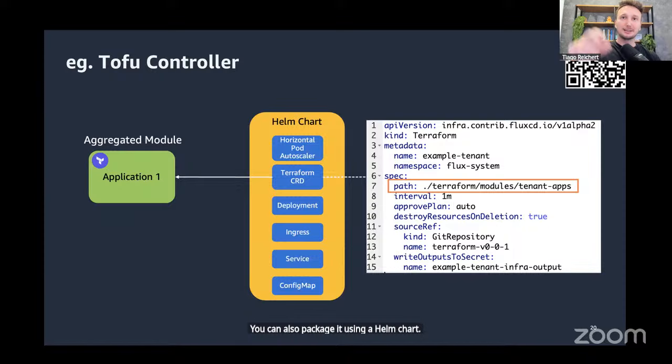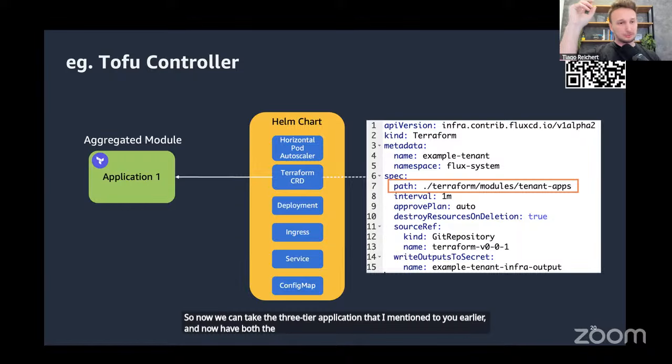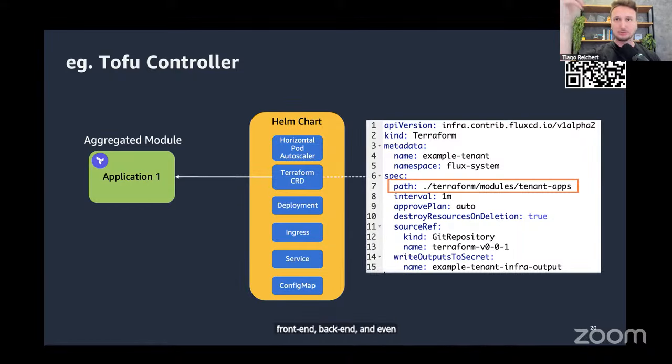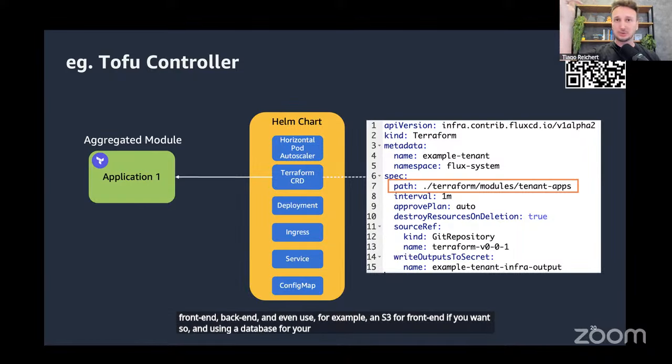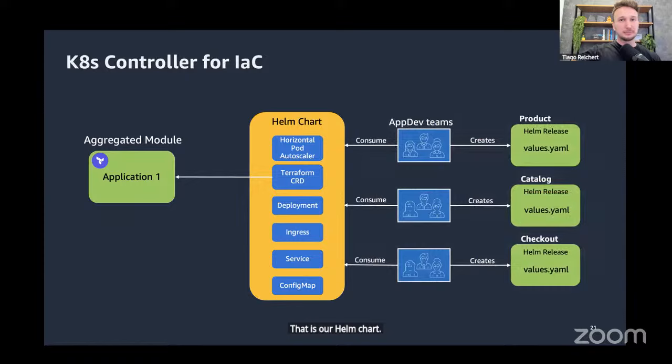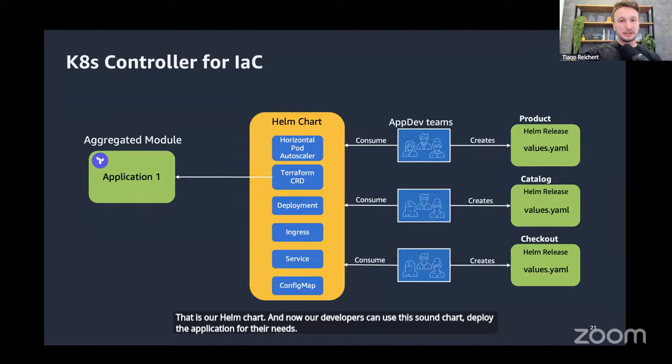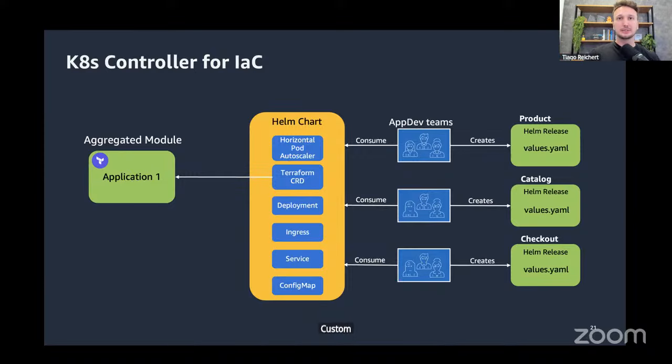So now we can take the three-tier application that I mentioned to you earlier and now have both the application front-end, back-end, and even use, for example, an S3 for front-end if you want so, and using a database for your storage of your data as well, and have that all being provisioned within a single package that is our Helm chart. And now our developers can use this Helm chart, deploy the application for their needs, customize to their needs, so which container image to use, how to scale, which database to use, or how to create a database, customize to their needs, but using the same standardized way to deploy the infrastructure.